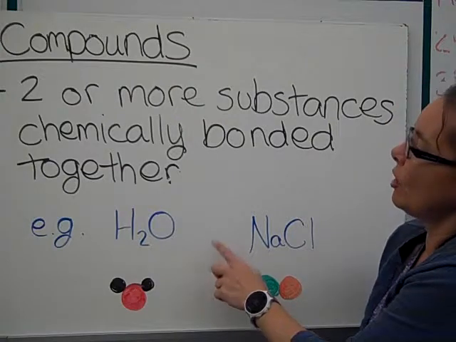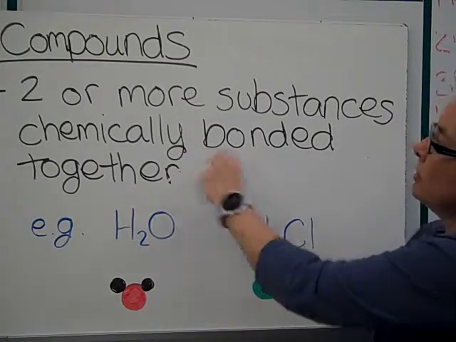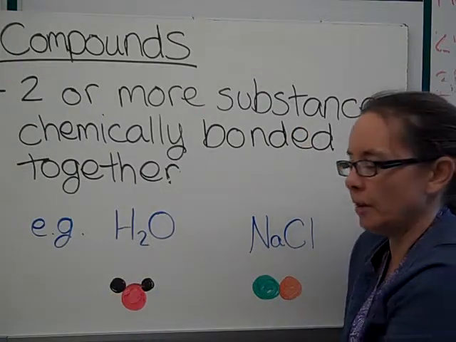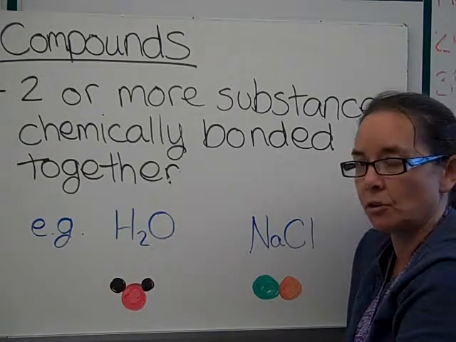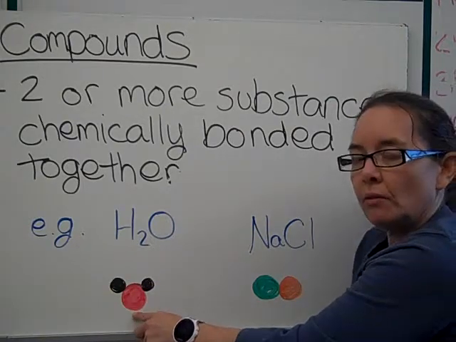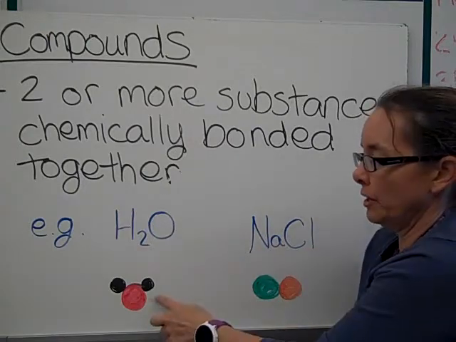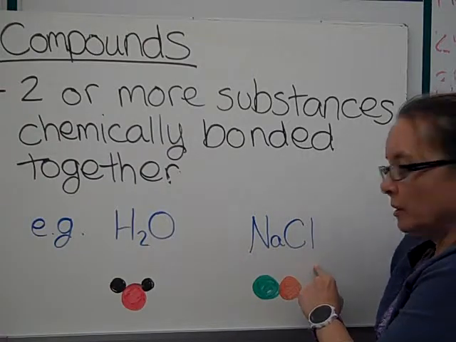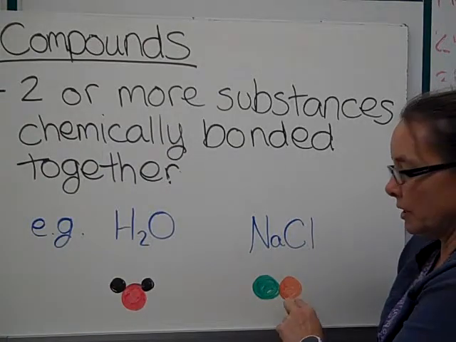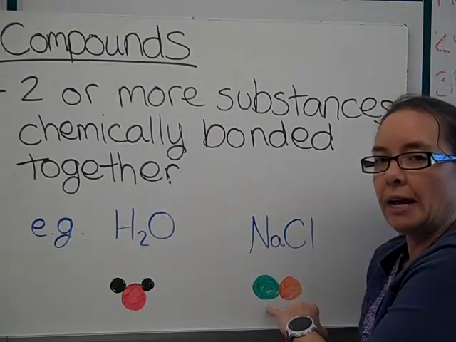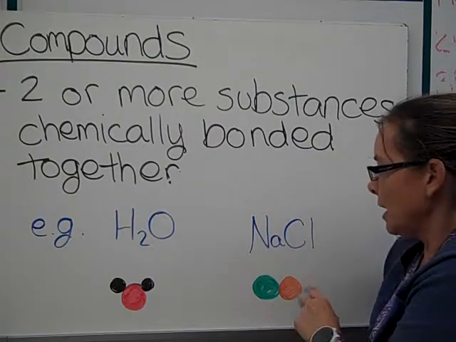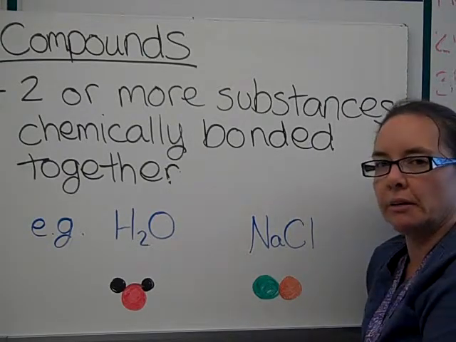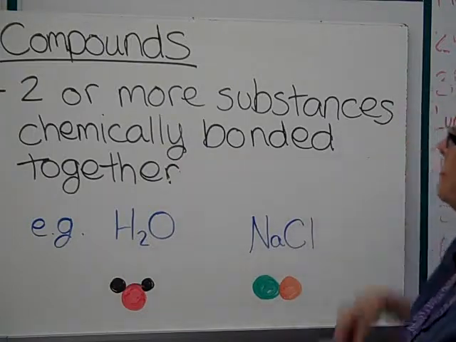So this is an example of chemically bonding two or more substances together. The black atoms right here are hydrogen, and if we bond two of those, hydrogen's a gas normally, with one atom of oxygen, which is the oxygen we breathe, we actually get a liquid water. Sodium chloride, if we bond a sodium atom with a chlorine atom, sodium is normally a shiny metal, and chlorine is a toxic gas, but if we combine them together chemically, we get sodium chloride or table salt that we can eat.